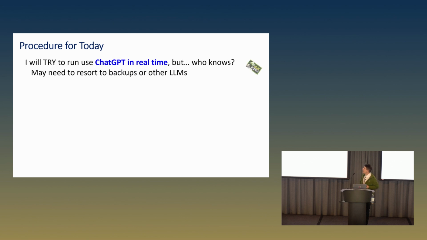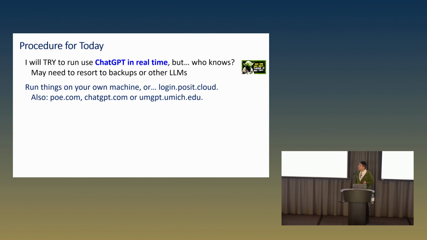So the procedure for today is I will try to run ChatGPT in real time, but who knows? I may need to resort to backups or other large language models. Try to run things on your own machine, or if you haven't done it yet, you can get a free account to run RStudio on Posit Cloud. They host RStudio. I got one. All you need is your Umesh or Gmail ID.